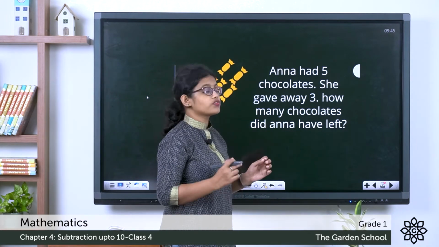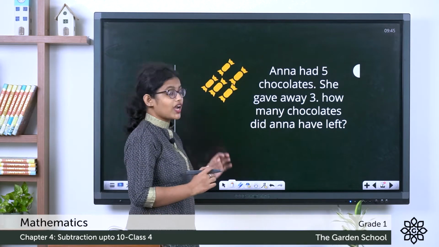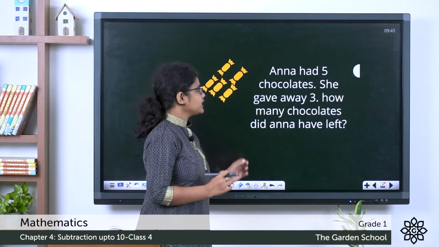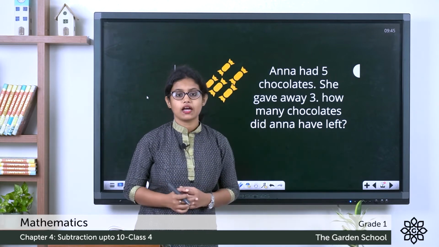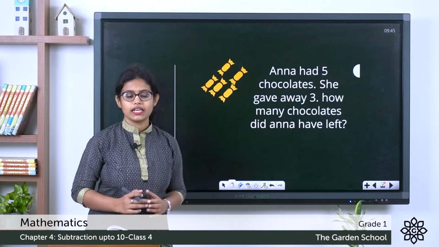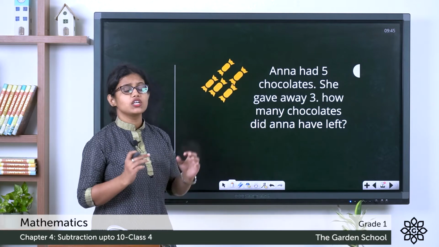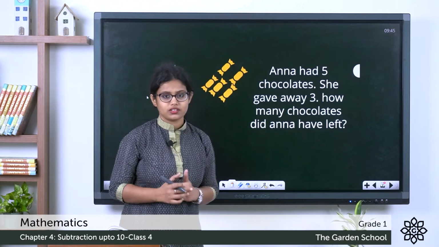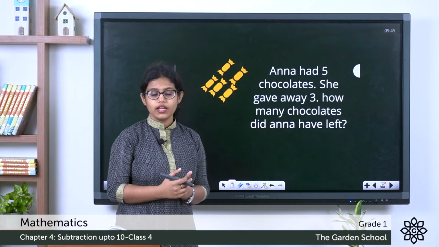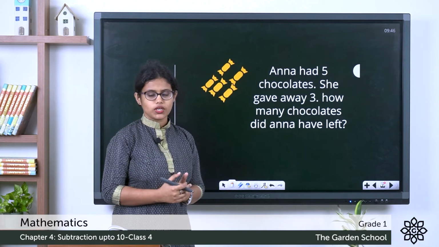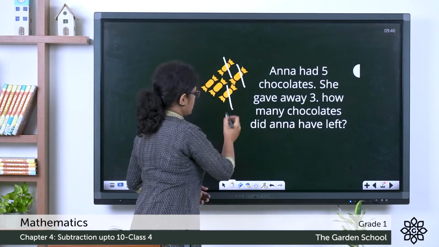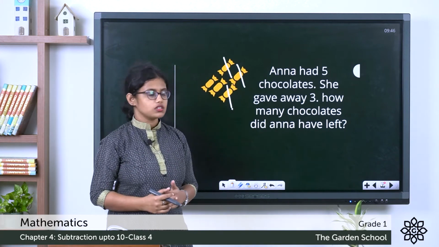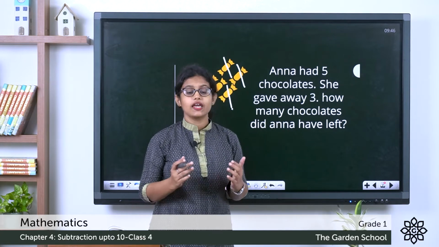Anna had 5 chocolates. So you can see 5 chocolates here. She gave away 3. How many chocolates did Anna have left? So, this girl Anna has how many chocolates? She has 5 chocolates with her. And she gave away 3 chocolates. So, let's cut 3. 1, 2, 3. And you have to find how many chocolates are left with Anna.